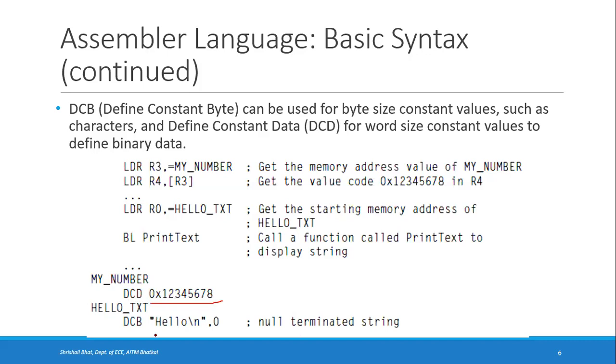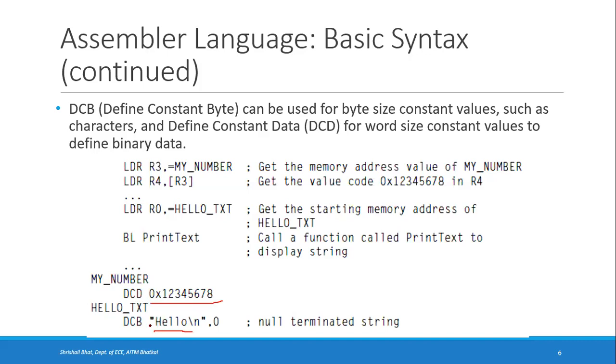Then there is this hello/n. This is a string, right? String means it is a set of characters. Each of these characters has an ASCII value. H has an 8-bit ASCII value. E, small e, stands for some 8-bit value.